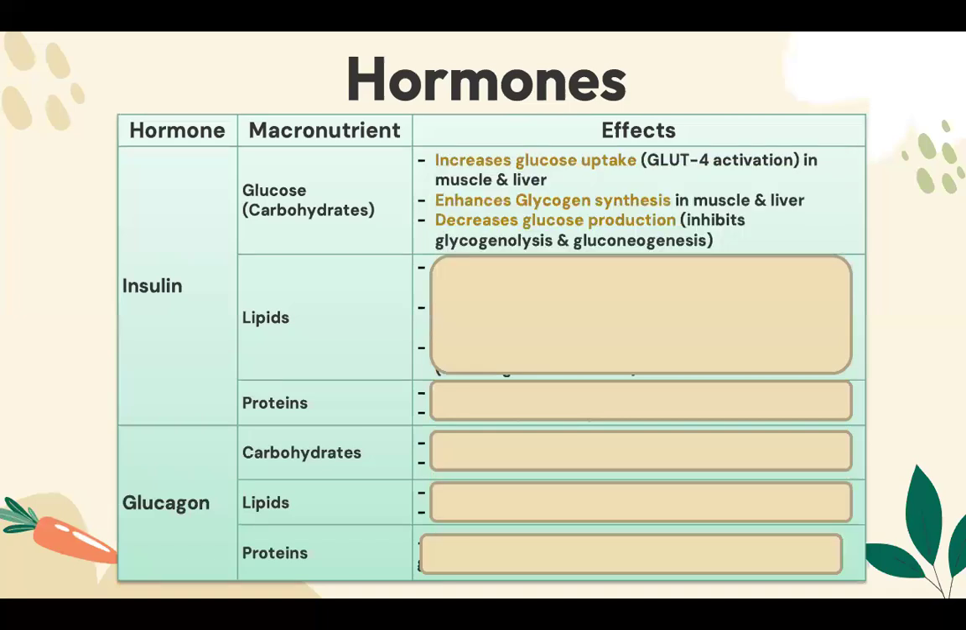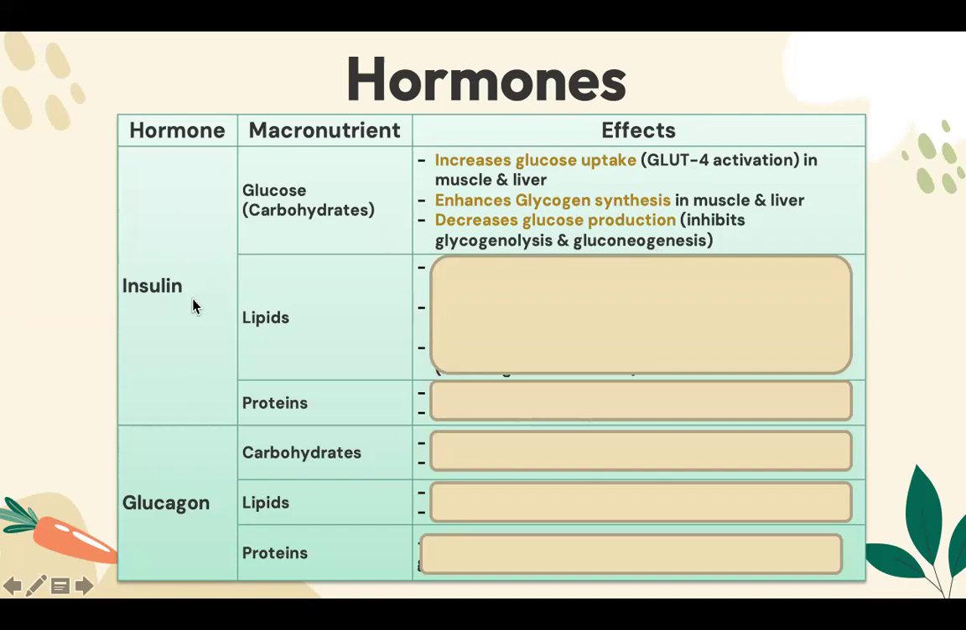One, it increases glucose uptake by activating certain glucose transporters called GLUT4. We'll look into this later. Then it enhances glycogen synthesis. And lastly, it decreases glucose production. Now, what are the 2 main processes that produce glucose? We have glycogenolysis, that's breakdown of glycogen, and gluconeogenesis, that's making glucose from amino acids.